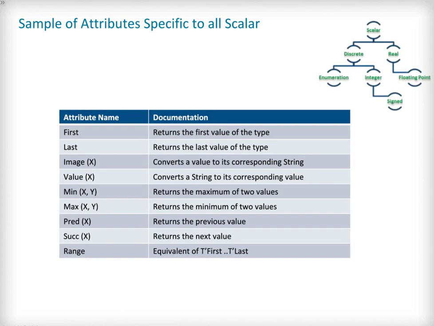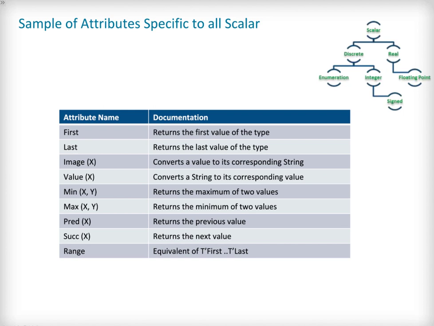This is a list of attributes that are common to all scalar types. For example, First will provide the smallest value that can be represented in this type, and Last will provide the biggest value. Image and Value, we talked about this, convert a string to a value back and forth, and this is available for all scalar types. Min and Max will conveniently return the minimum or maximum between two values, and Pred and Succ will return the previous value or the successor, the next value.